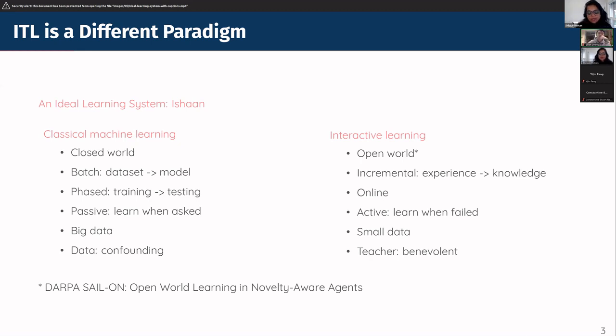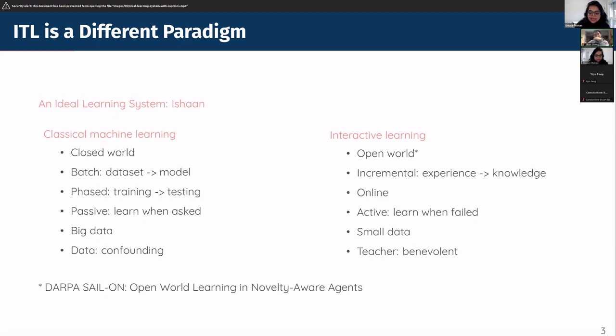This is how all learning should happen. But the AI side tends to think of it in a more classic machine learning way, right? As a note, I also wanted to highlight that there is a DARPA program called SAIL-ON, which is trying to define what this kind of learning would be.